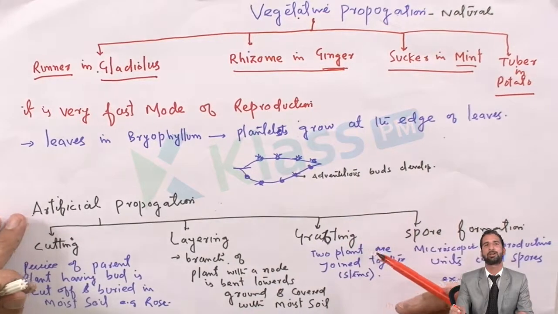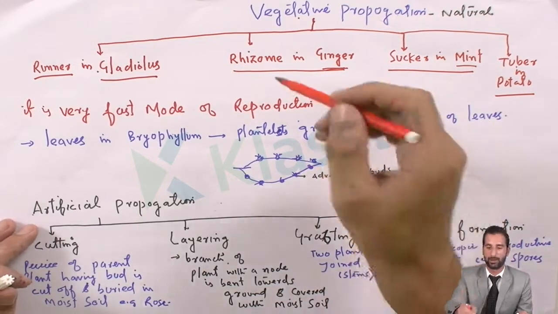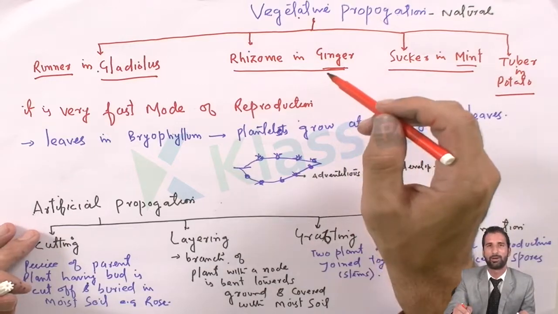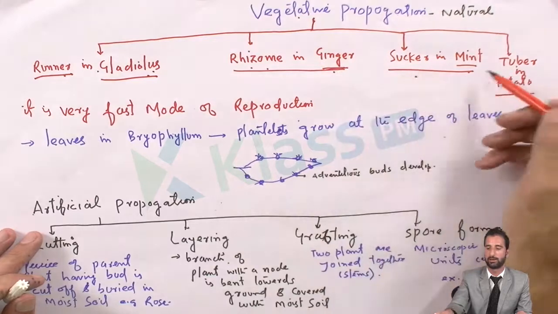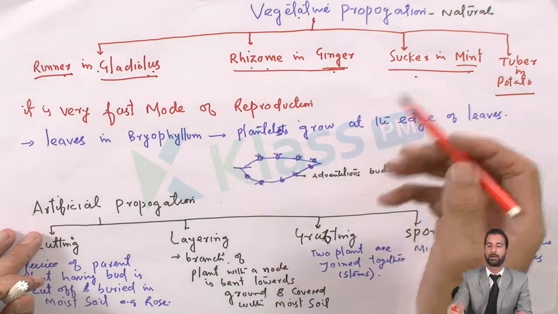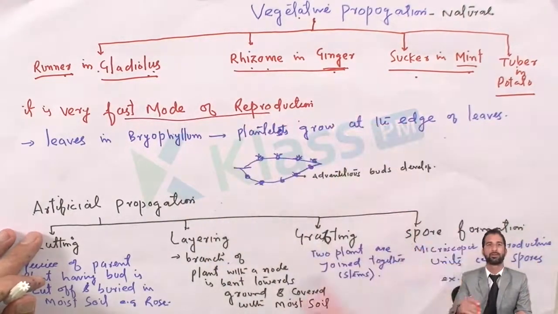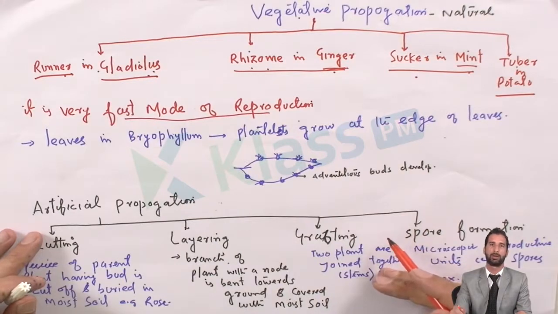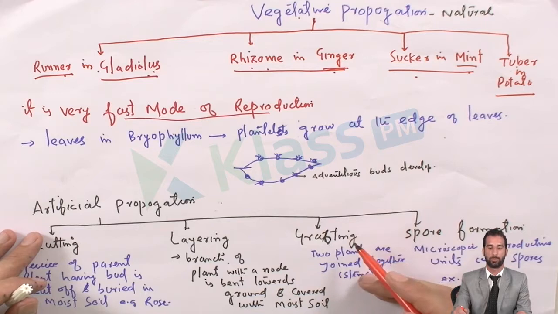These are the natural methods of vegetative propagation, such as rhizome in ginger, such as sucker in mint, such as tuber in potato, such as runners in gladiolus. Please remember these names, they are very important. Please remember runner in the gladiolus, then rhizome in ginger, then suckers in the mint, then tuber in the potato. This is actually an adopted method of vegetative propagation in order for fast reproduction. This is a very fast mode of asexual reproduction in the higher plants. This has been adopted by the plant in order to show a very fast mode of reproduction.